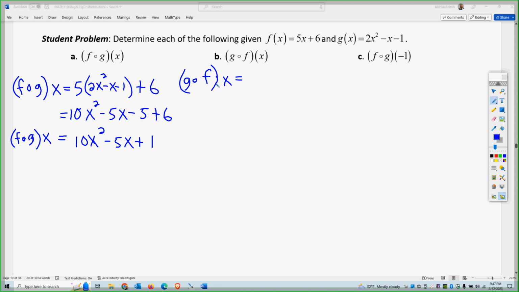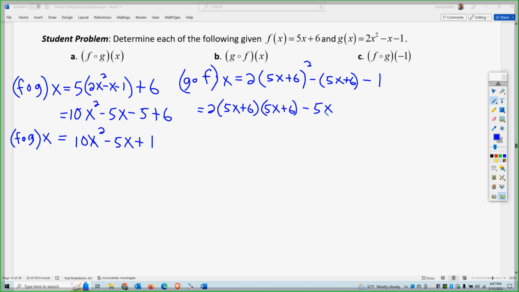Okay, so we're going to write the g function, which is 2 times x squared minus x minus 1. So we're going to plug in the f now, which is 5x plus 6. Okay, following order of operations, exponents first, so we'll carry out the squared. Now we'll carry out the multiplication. So this is 5x, oh, that's not 5, it's 25. 5 times 5 is 25, right? 25x squared, plus 30x.